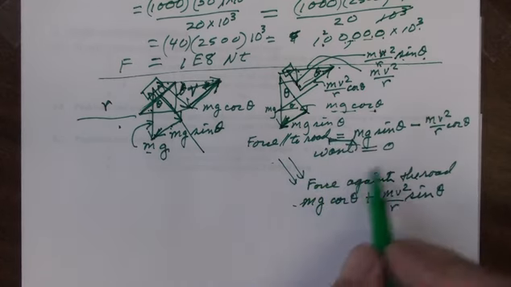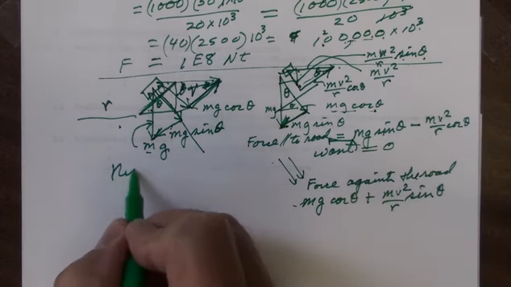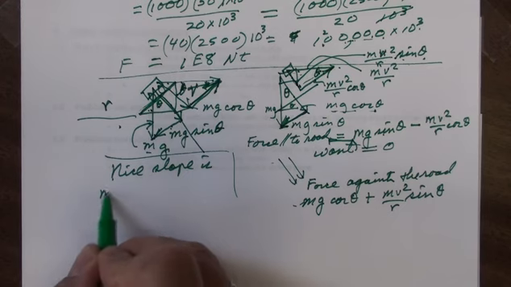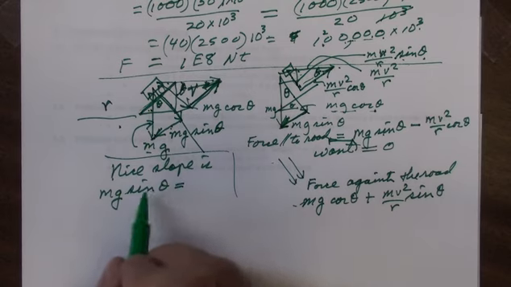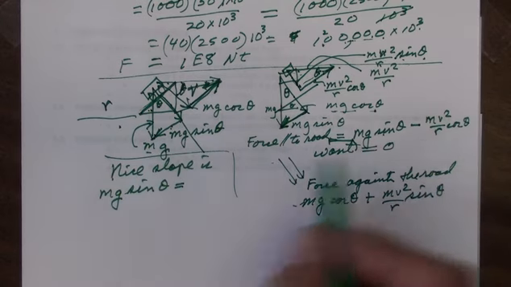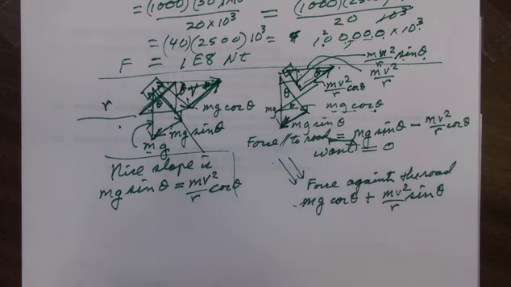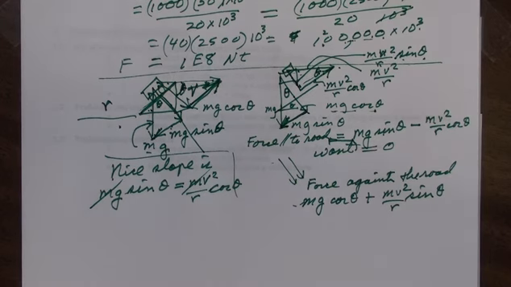We want this force parallel to be 0. That would mean that mg sine theta minus this would be equal to 0, so I can move it to the other side of the equation: mg sine theta is equal to mv squared over r cosine theta. Now, it's very important to note that the mass cancels from this equation. That would mean if you worked this problem for a small car or a heavy car or a huge truck, it wouldn't matter what the mass was.